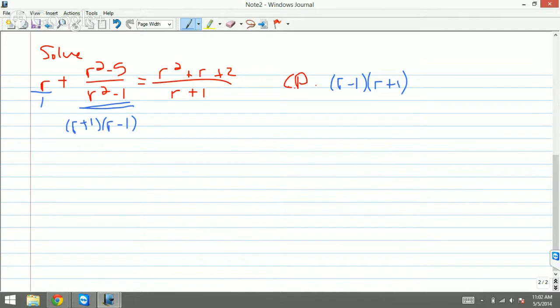All right, so we have our common denominator. Are you okay with how we figured that out? Yes. Why can't you do R cubed, R squared? There's one.